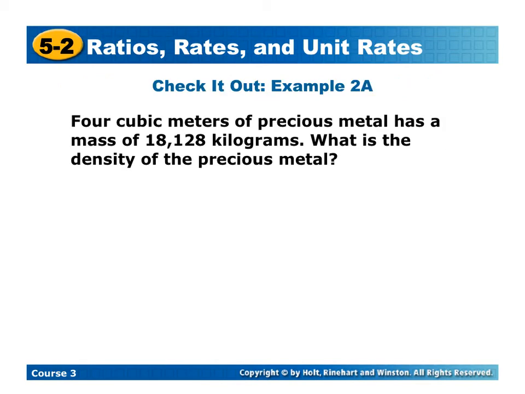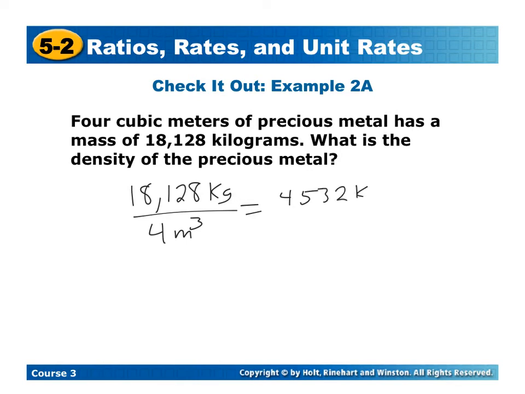So here's another example for you to look at. So here, why don't you pause the video and try this one out on your own. We have 18,128 kilograms for 4 cubic meters. So I'm going to go ahead and divide that. So 18,128 divided by 4, we get 4,532 kilograms per cubic meter.